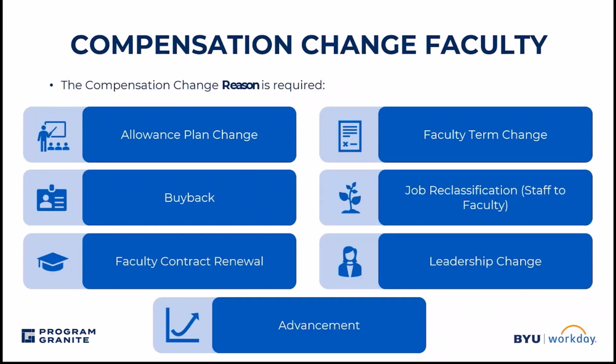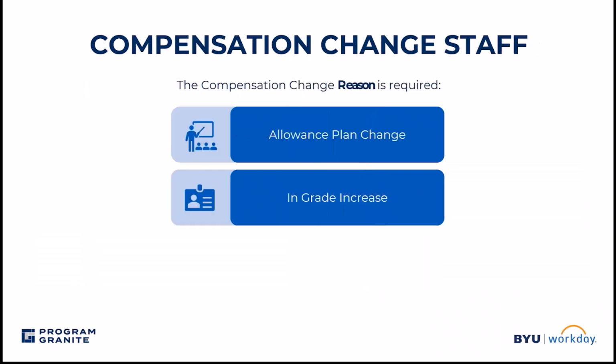There are certain compensation change reasons in Workday. So when you're requesting a comp change, you do have to select a reason for that comp change. For faculty, you have quite a few different reasons. It could be an allowance plan, it could be a buyback, could be faculty contract renewal, a leadership change. So there are a couple of different reasons for faculty that you can select when you're making a compensation change. Compensation change for staff, you can change their allowance, or you can do an in-grade increase.